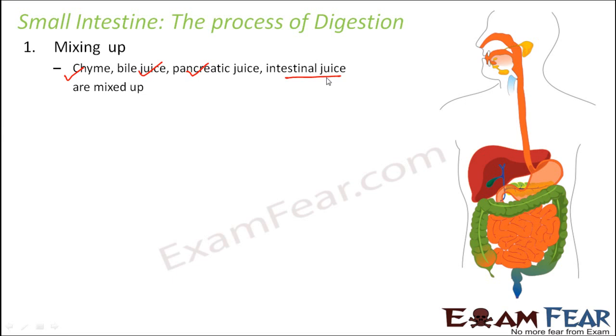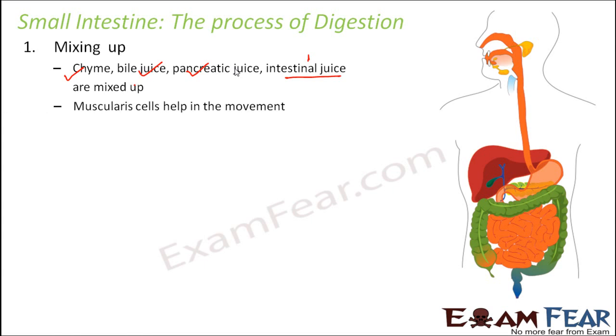And the intestinal juice is secreted by the cells of the intestine, like the goblet cells and the brush border cells. So these are something which gets secreted within the intestine. So now you have all these four things in the duodenum. So proper mixing up has to take place. Now who helps in the mixing up of all these things?